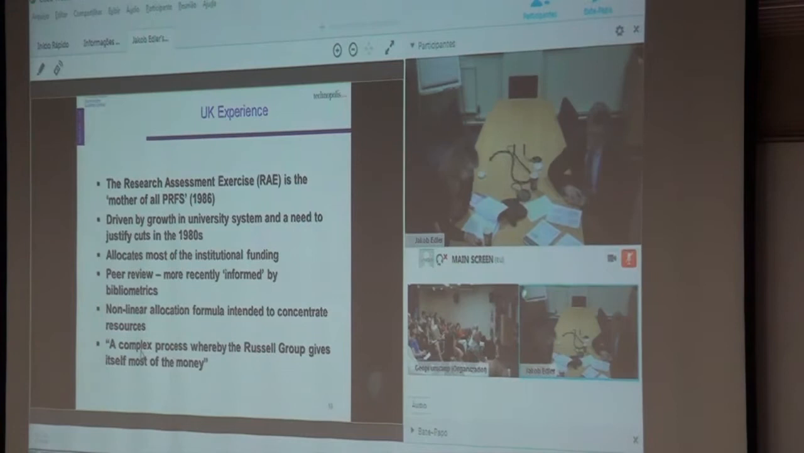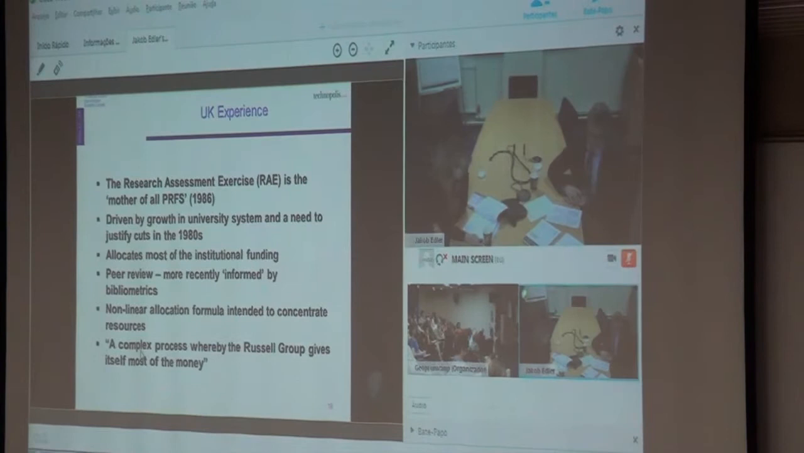But what I'm talking about is allocation of block grants to the universities for their research funding, which is not tied to specific research projects, because there are other funders, namely our research councils and major charities and industry and foundations, which can support specific projects in university research. So this is not project related.